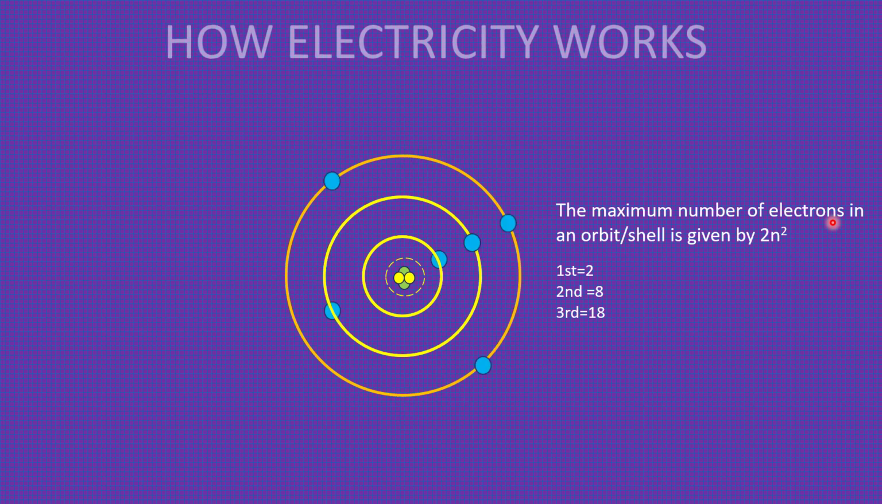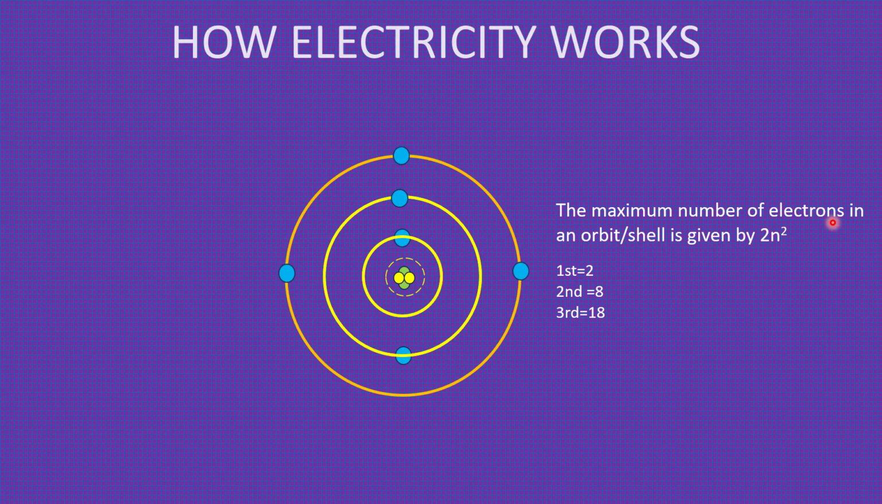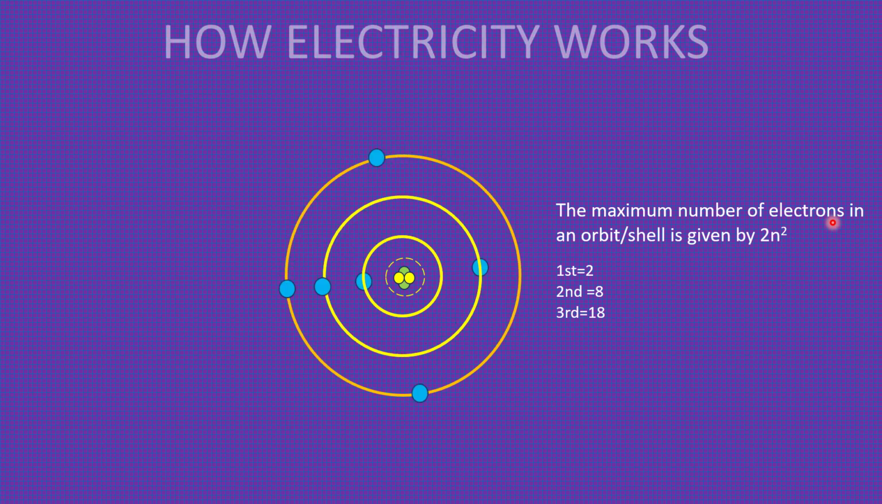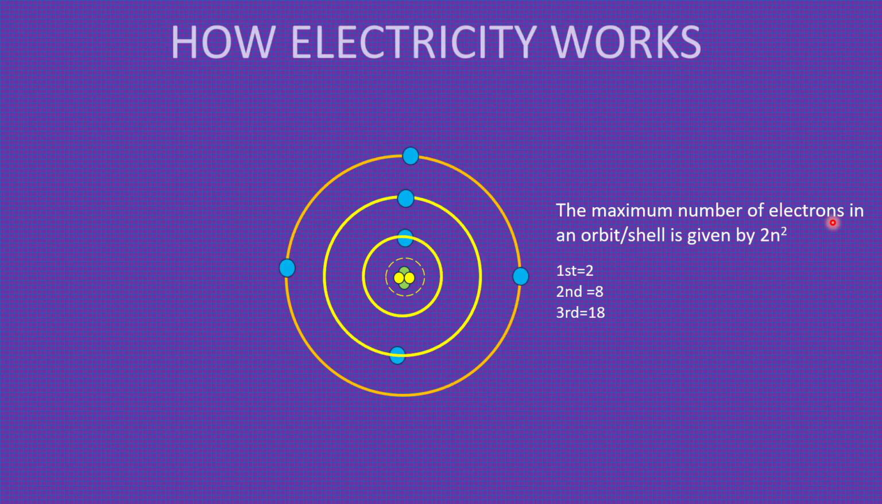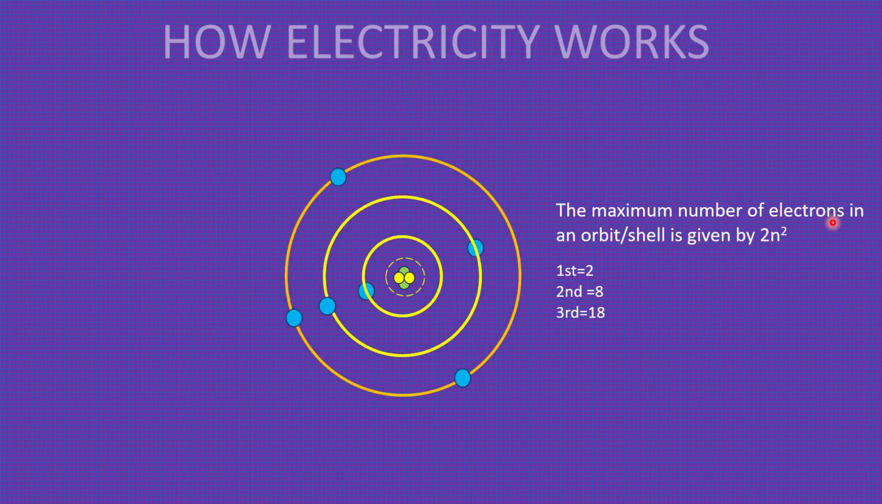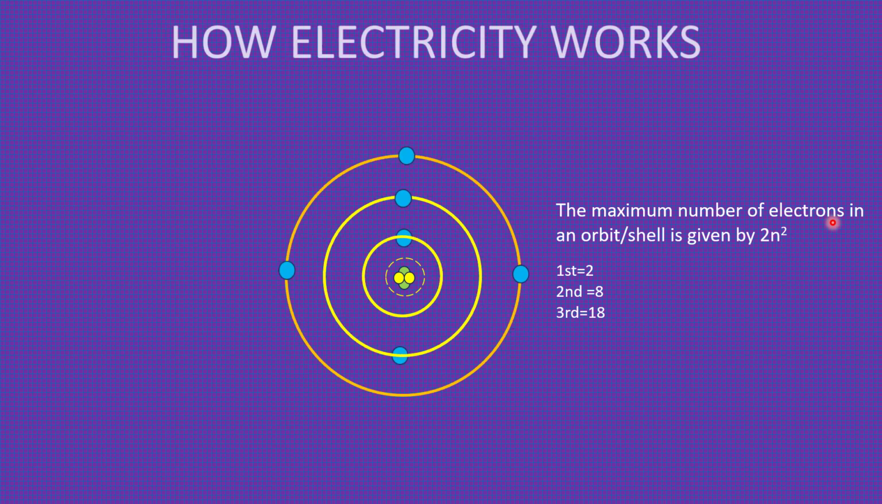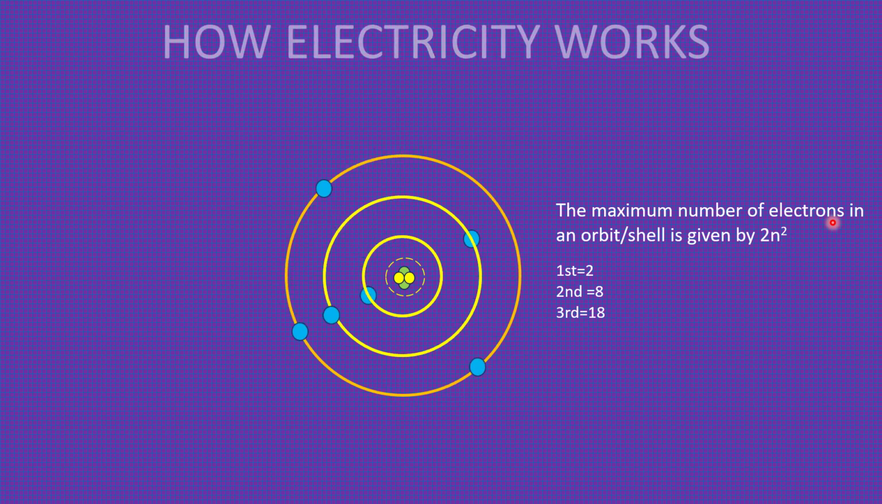As we see, the electrons are circulating around the nucleus in shells or orbits. The maximum number of electrons which can be accommodated in a shell is given by the formula 2n square. That is, first shell 2 electrons, second shell 8 electrons, third shell 18 electrons, like that. 2n square, where n is the number of the shell or orbit.